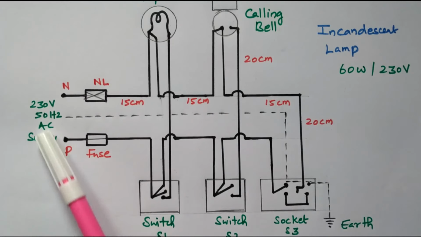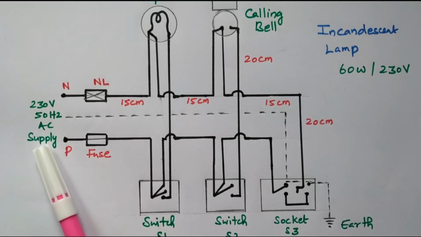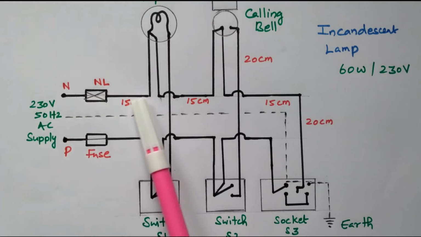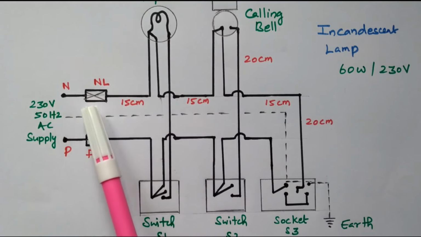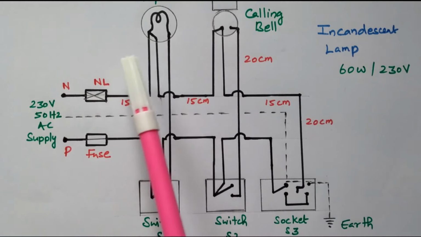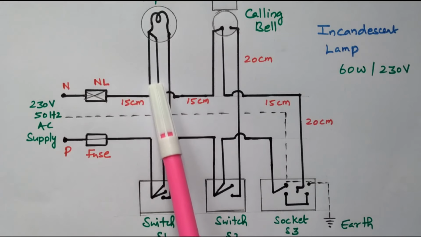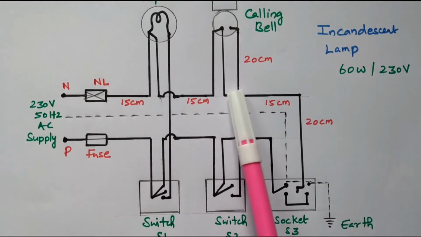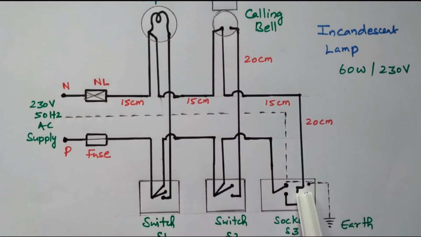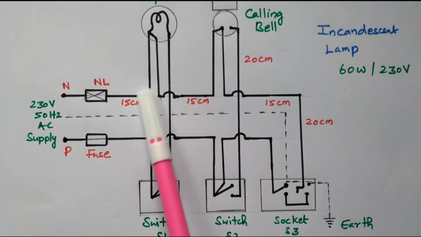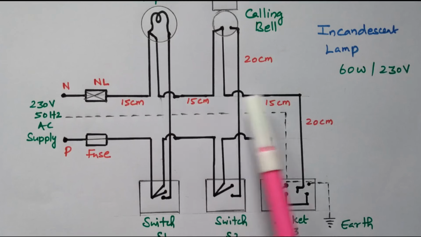Here the 230 volt, 50 Hz AC supply is available. The neutral is always connected directly to the accessories, directly to the lamp through the neutral link. From the lamp one more tapping is taken, that is connected to the calling bell. From the calling bell one more tapping is taken, that is connected to the neutral of the plug point socket. So the neutral is connected through the neutral link directly to the lamp, the calling bell and then the neutral point of the plug point.